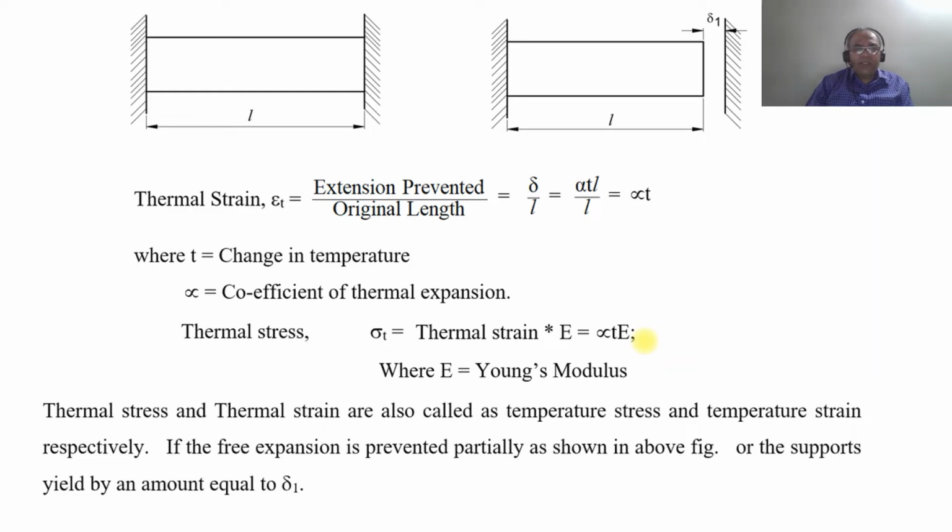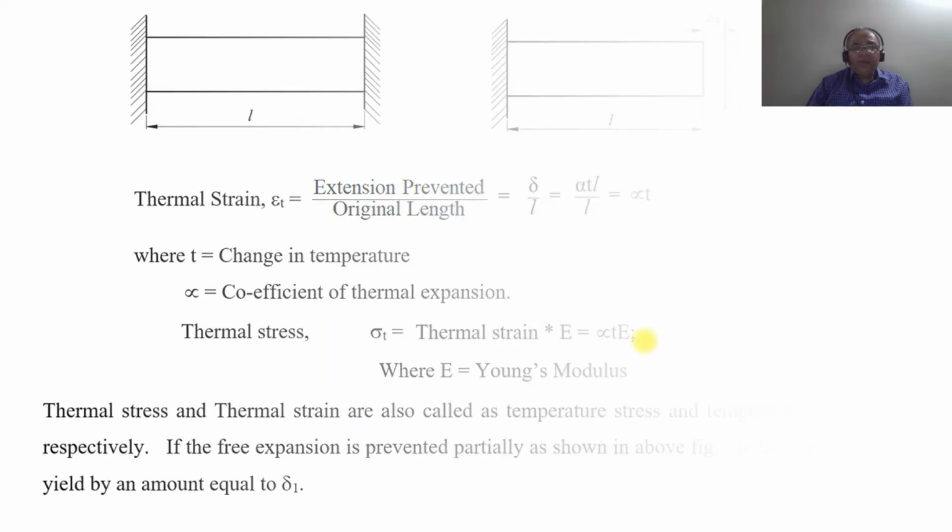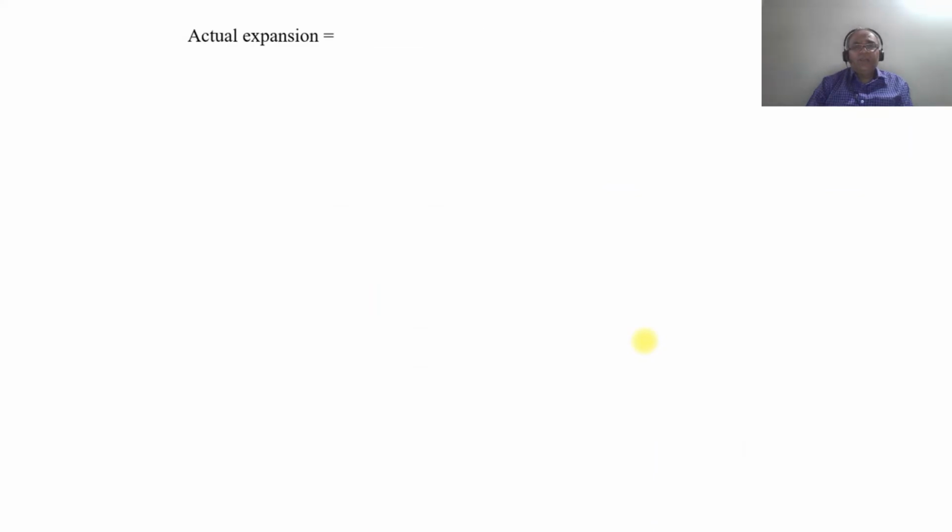The thermal stress and thermal strain are also called temperature stress and temperature strain, respectively. If the free expansion is prevented partially, as shown in the figure above, or the supports yield by an amount equal to delta 1, then the actual expansion is equal to the expansion due to rise in temperature minus delta 1. The free expansion is alpha into T into L, so the actual expansion is alpha into T into L minus delta 1.